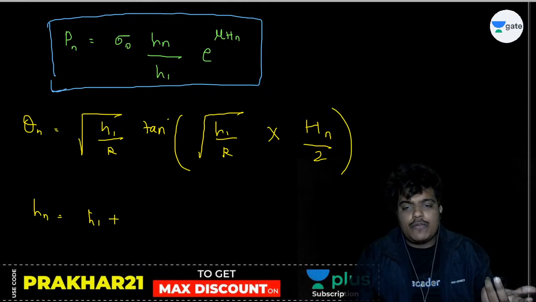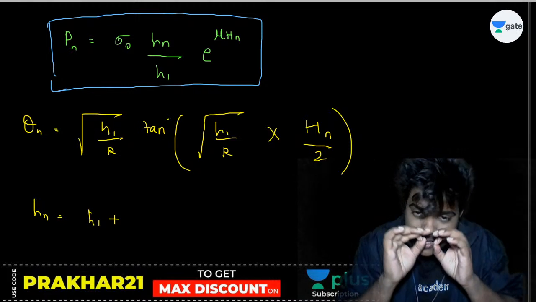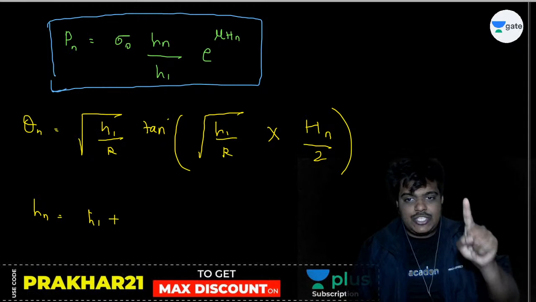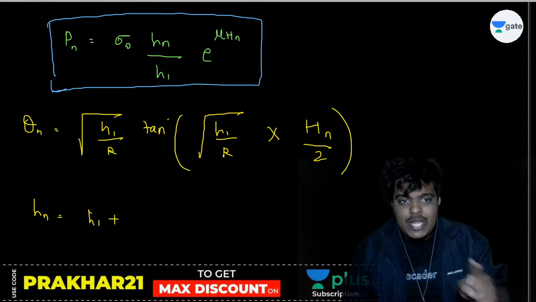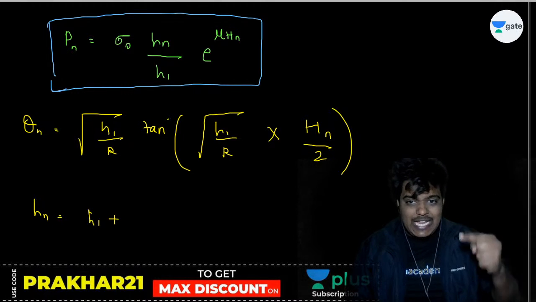Mu is the coefficient of friction. Everything is totally fixed. You just have to go with the steps: capital H, capital H0, capital Hn, theta n, small hn. These are the 4 steps.